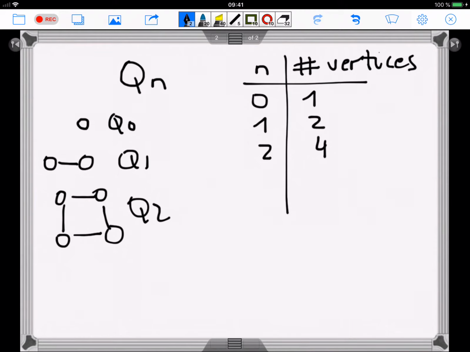And I guess you can easily find the next number. So for Q3 we have 8, for Q4 we have 16, and so on. Okay, so for Qn we have 2 to the power n. And this is clear because in order to define Qn, we take 2 copies of Qn minus 1. So the number of vertices is 2 times the number of vertices in the previous case. We start with 1 and we multiply the number of vertices by 2 each time.